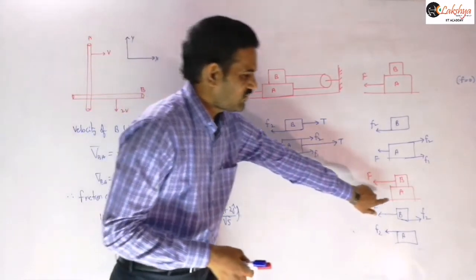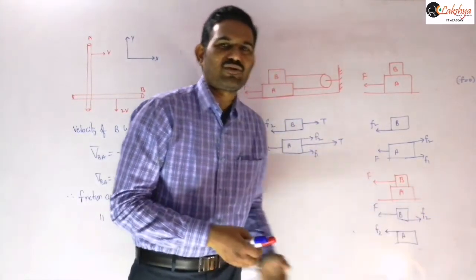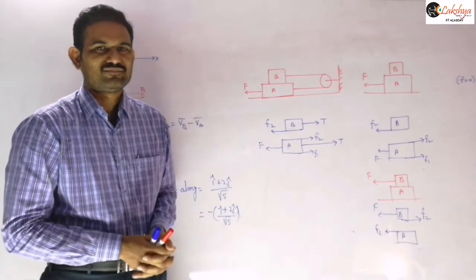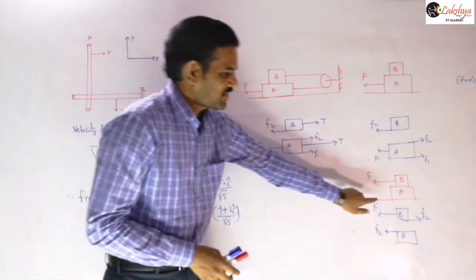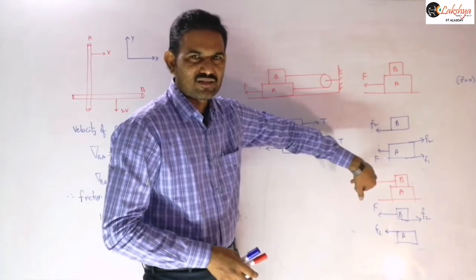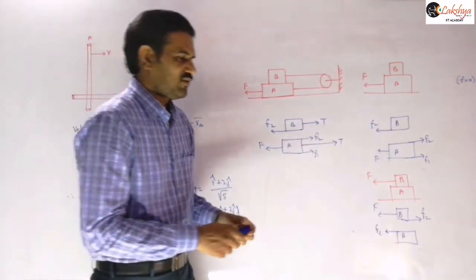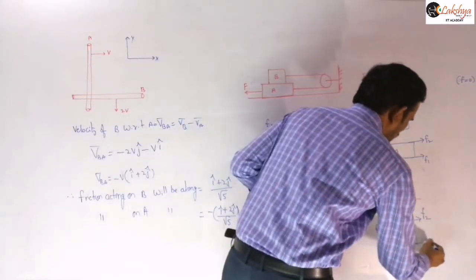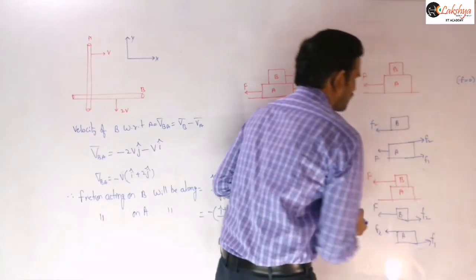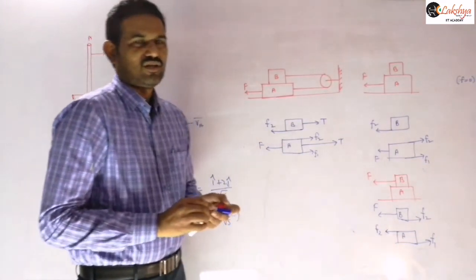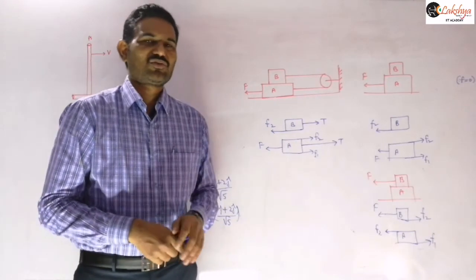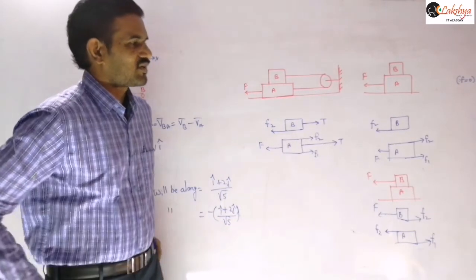Then can you say what about the friction from the floor? If any friction is there between the floor and block A also, what is the direction of the frictional force from the floor? With respect to the floor, this block A is moving towards left, right? And so the frictional force from the floor will be towards right. With respect to the floor, the block has a tendency to move towards the left, so the frictional force will oppose that motion. So like that you can identify the direction of the frictions in different cases here.